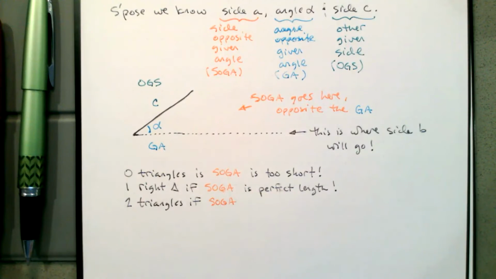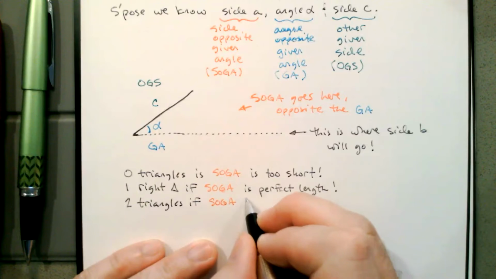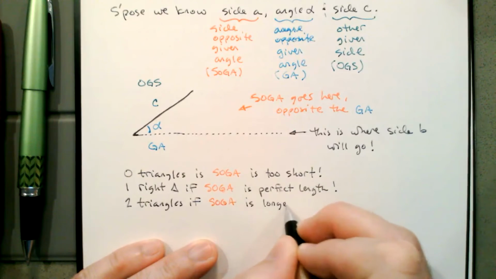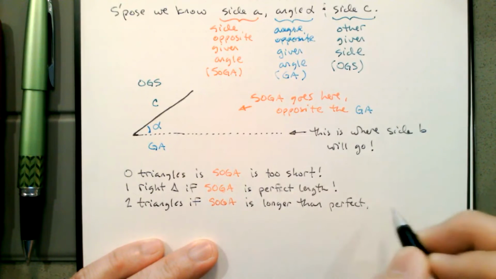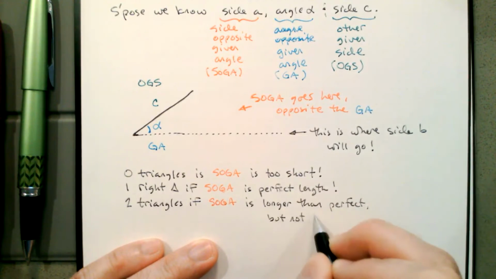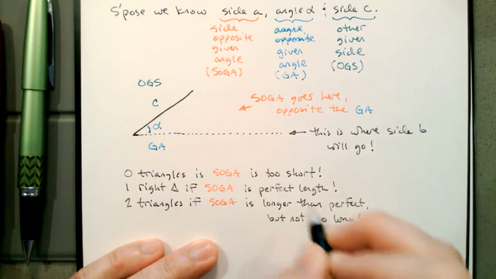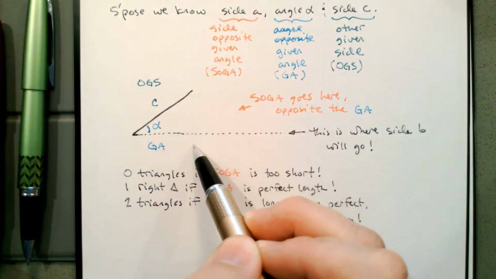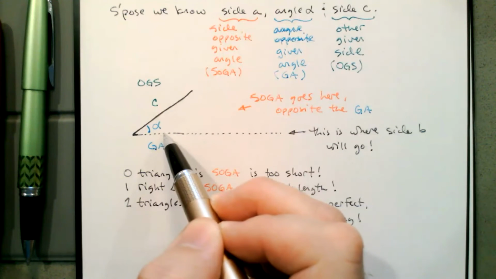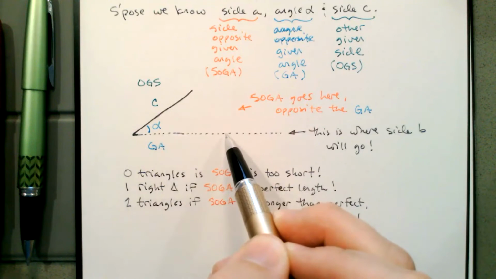So if the side opposite the given angle is longer than the perfect length, but not so long that we get one more triangle, if it's longer than that perfect length, but not too long, then we'll end up with two triangles. As we can see, if it goes a little bit past the line where B is going to be, we can get one triangle if we swing it one way towards alpha, and another triangle if we swing it away from alpha.